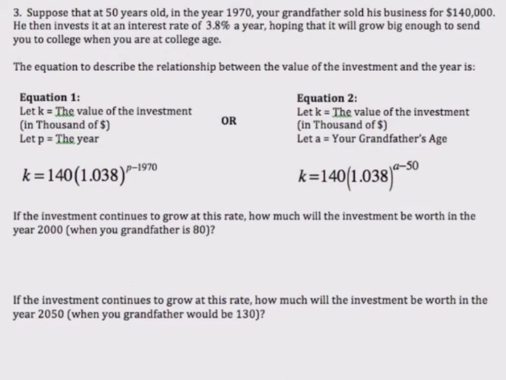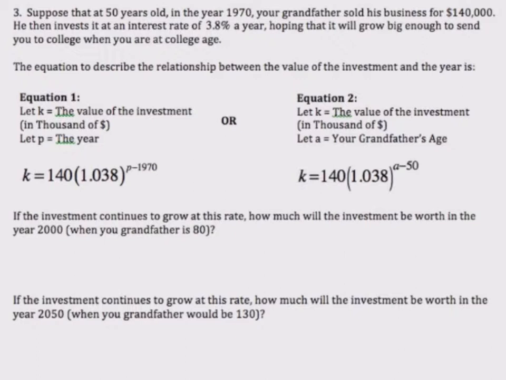Last example. Suppose that at 50 years old, in the year 1970, your grandfather sold his business for $140,000. He then invested it at an annual interest rate of 3.8% every year, hoping that it would grow big enough to send you to college when you're at college age. So we've got two equations to describe the relationship between the value of that investment and the year.